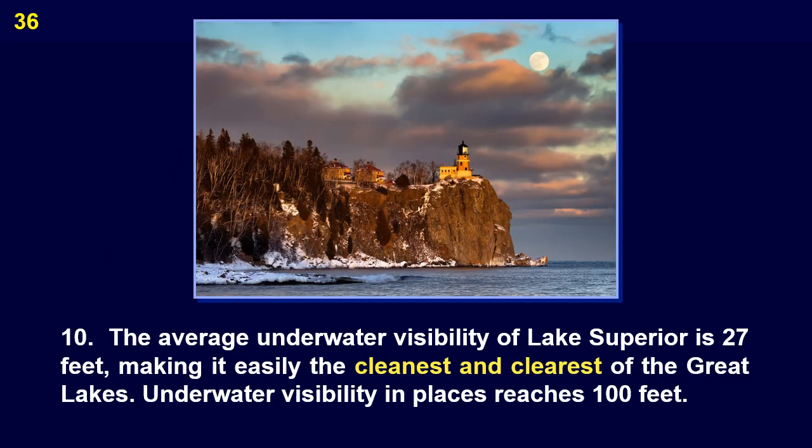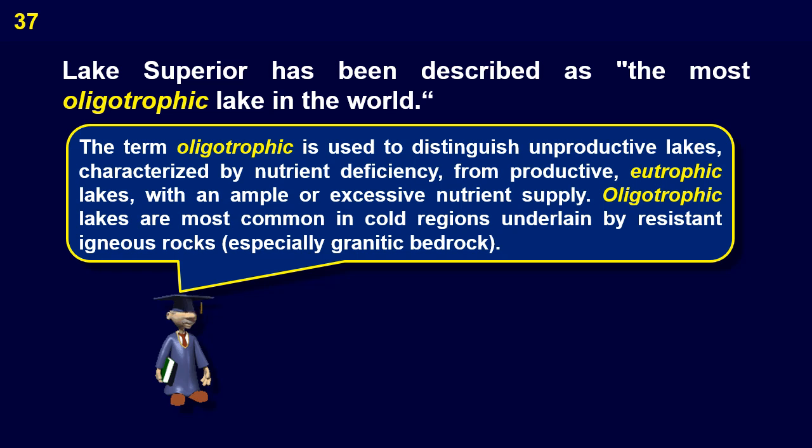10. The average underwater visibility of Lake Superior is 27 feet, making it easily the cleanest and clearest of the Great Lakes. Underwater visibility in places reaches 100 feet. Lake Superior has been described as the most oligotrophic lake in the world. The term oligotrophic is used to distinguish unproductive lakes, characterized by nutrient deficiency, from productive, eutrophic lakes, with an ample or excessive nutrient supply.